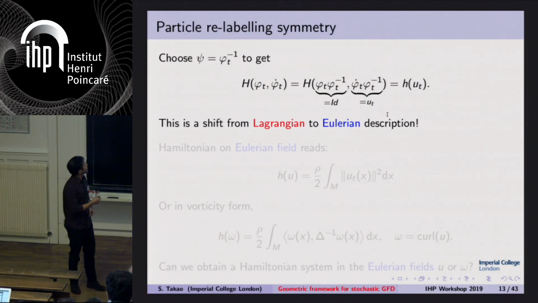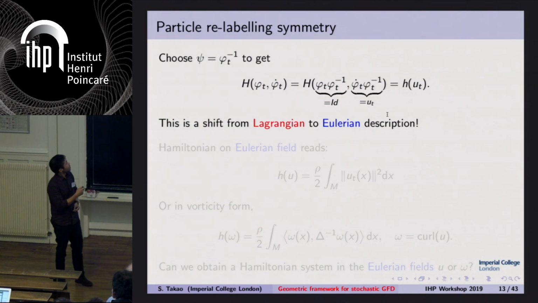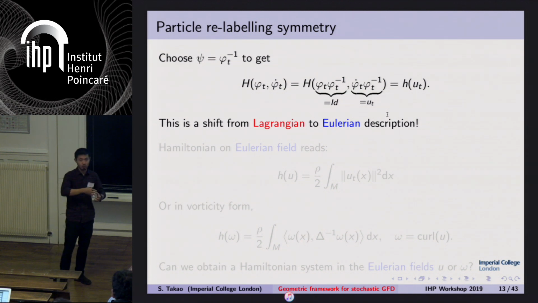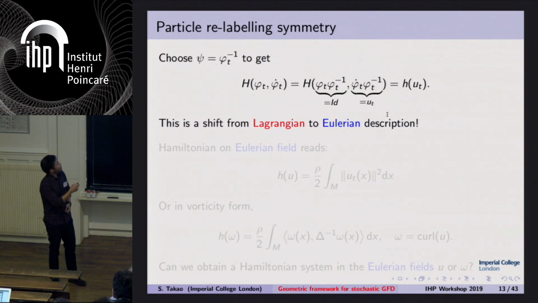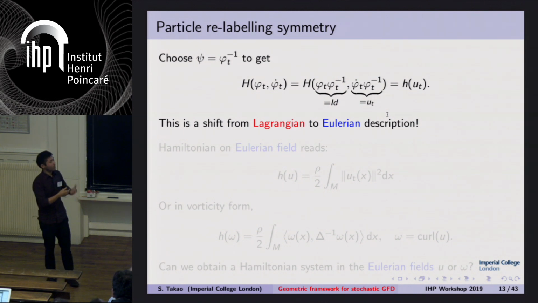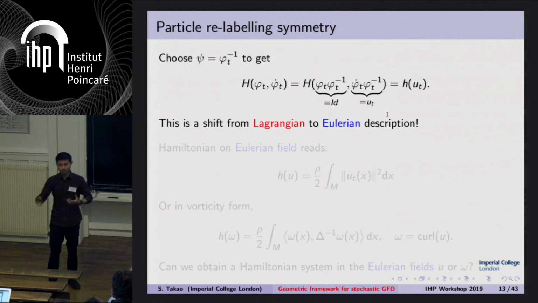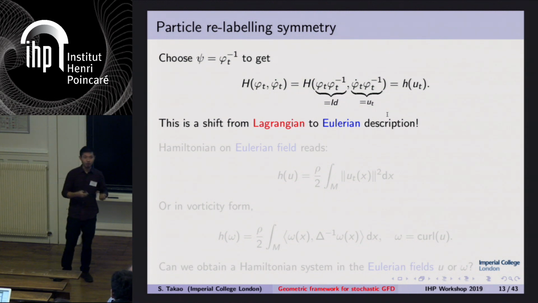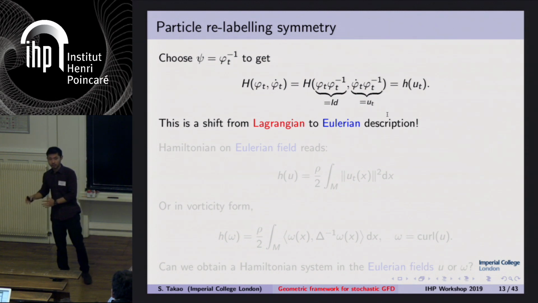Right, so now let's choose our diffeomorphism psi to be phi inverse itself and see what happens. This is our Hamiltonian, and then we use the relabeling symmetry to write phi and phi dot as phi composed with phi inverse, phi dot composed with phi inverse. I'm just precomposing this by the diffeomorphism phi inverse. So you notice that phi composed with phi inverse is just the identity map, and phi dot composed with phi inverse is the Eulerian velocity that I just introduced. So now we can write our Hamiltonian as a function of the diffeomorphism and its Lagrangian velocity, to a function of just the Eulerian velocity field. So the particle relabeling symmetry allows us to go from the Lagrangian description of the fluids to the Eulerian description of the fluids.